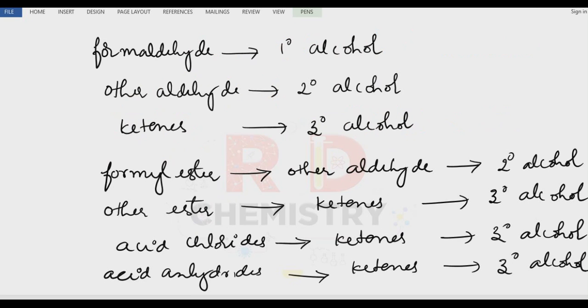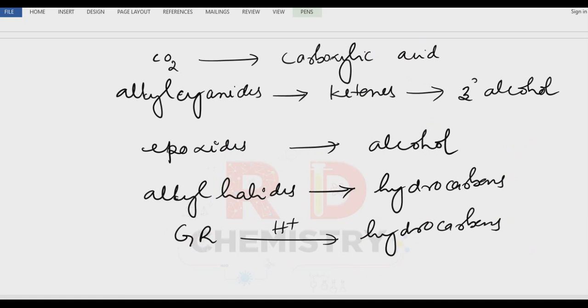Clear? Now we'll summarize whatever I taught you. Remember, formaldehyde gives a primary alcohol, other aldehydes give a secondary alcohol, ketones always give a tertiary alcohol. Formate ester first gives an aldehyde, then gives a secondary alcohol. Other types of esters will always give ketones, and ketones will give tertiary alcohol. Acid chloride will give ketones, ketones will give tertiary alcohol. Acid anhydride gives ketones, and ketones give a tertiary alcohol. Only carbon dioxide gives a carboxylic acid. They will not give primary, secondary, or tertiary alcohol.